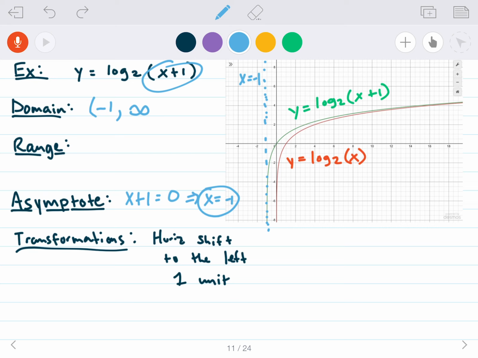The range, again, is pretty basic here. It's just all real numbers, -infinity to positive infinity. Because again, with these shifted log functions, we don't have to worry about the range doing anything. It's still going to be all real numbers. Okay, so that was our log example there.